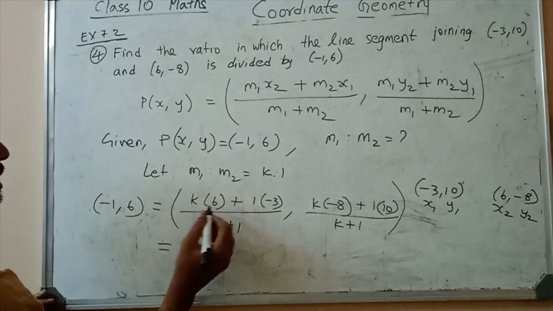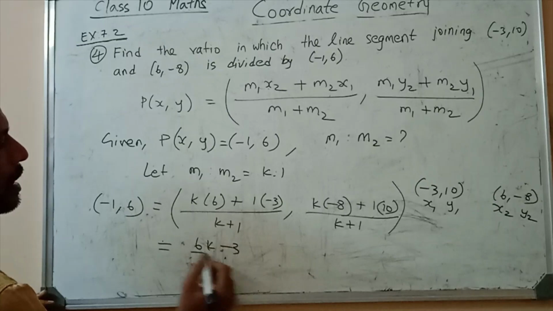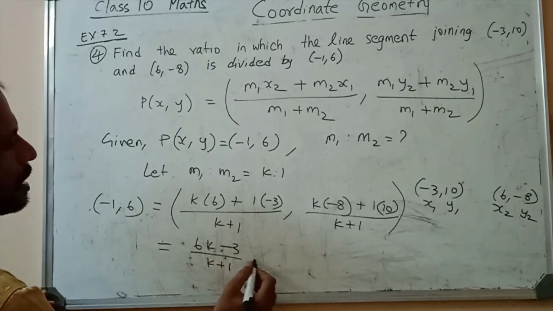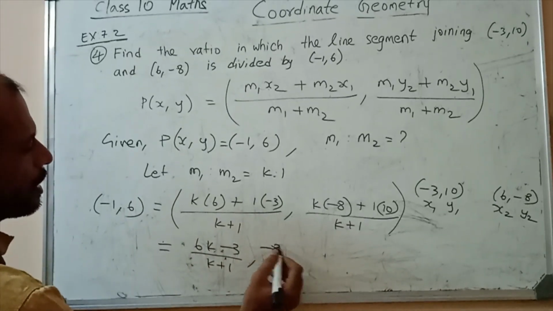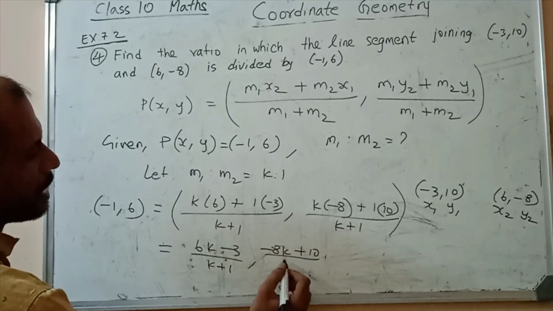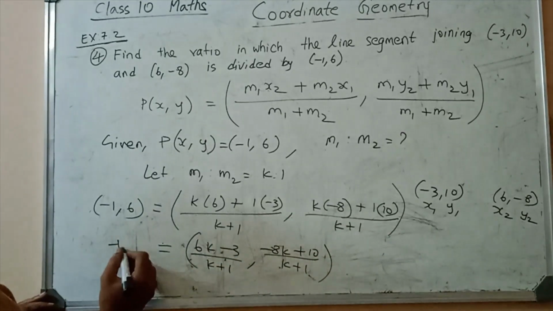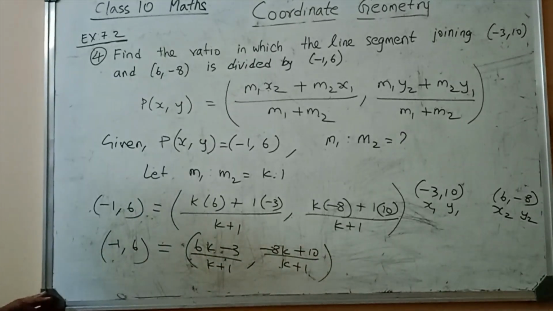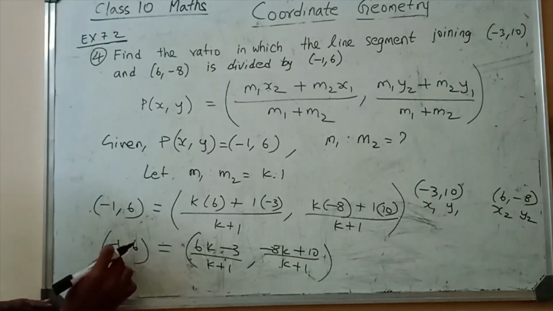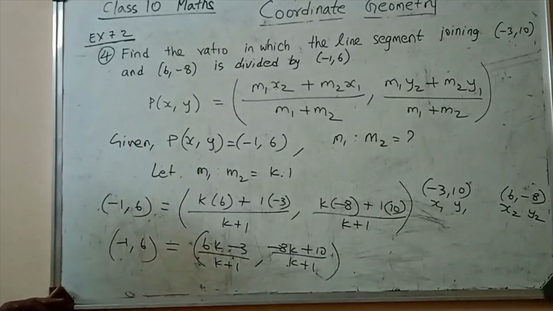This is equal to, here multiply it, 6k minus 3 divided by k plus 1, here minus 8k plus 10 divided by k plus 1. Now here it is minus 1 comma 6. We can equate any one. Minus 1 is equal to 6k minus 3 divided by k plus 1. Like that you can equate.